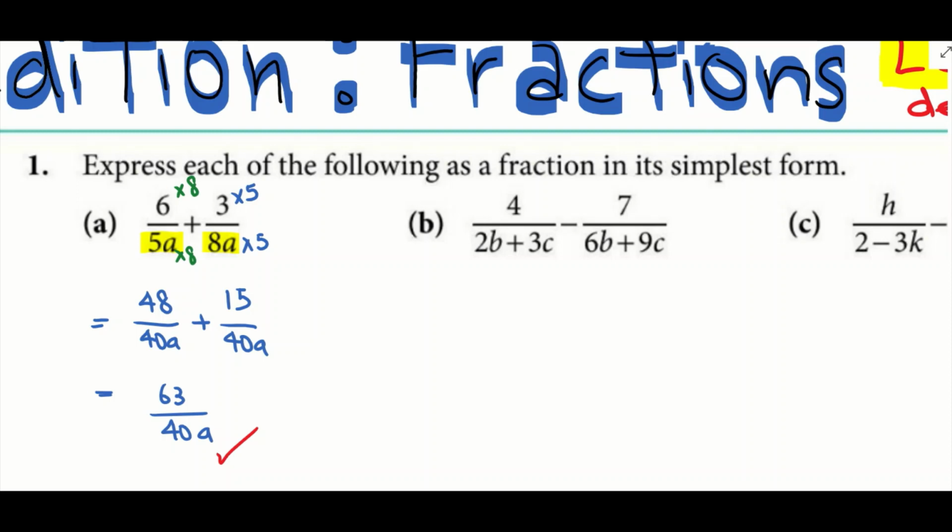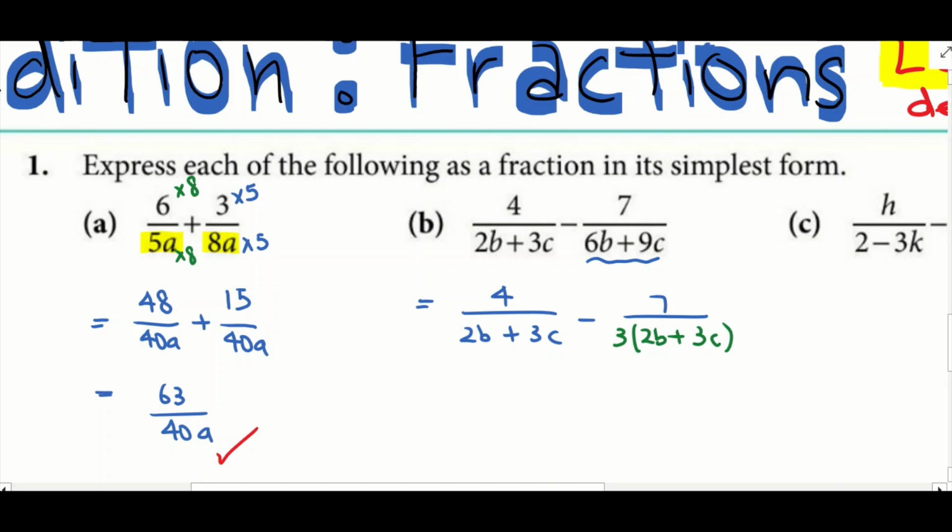Part B, if you can't see what is the lowest common multiple, we need to factorize it first. 6b plus 9c, can you factorize it? You can. You can take out a common factor. What's the common factor for the denominator? 3. If I take it out, 3, big bracket, 2b plus 3c. So now with that, can I make it the same denominator? First fraction, I should multiply whole thing by 3, so that it becomes the same denominator.